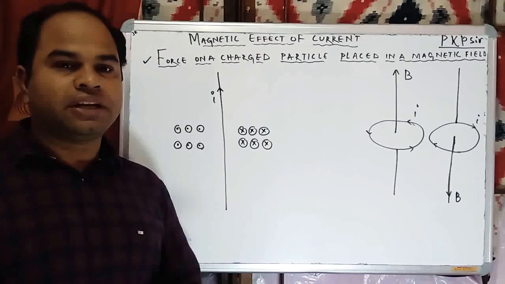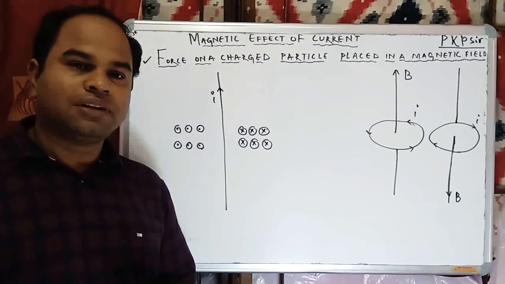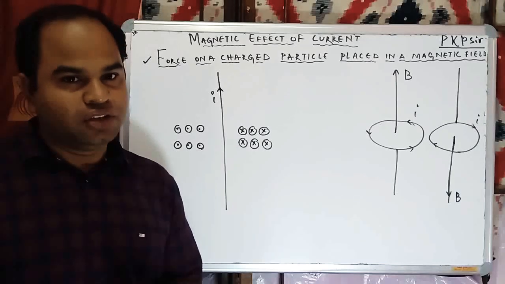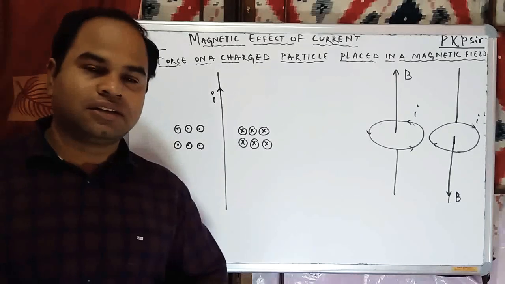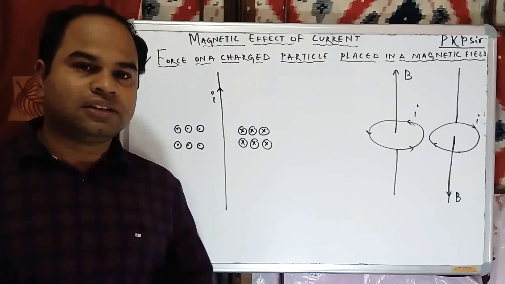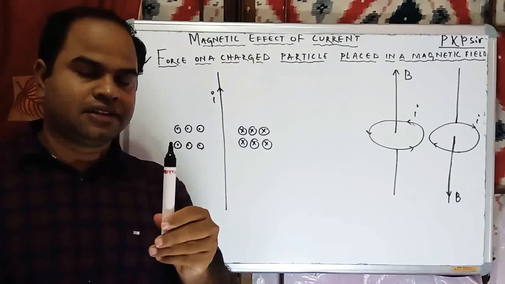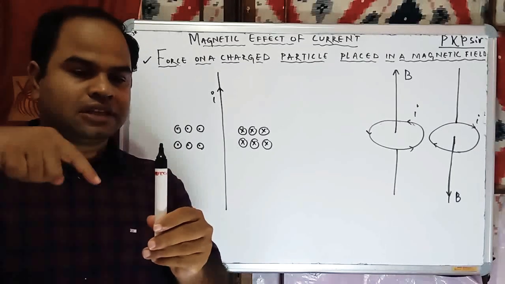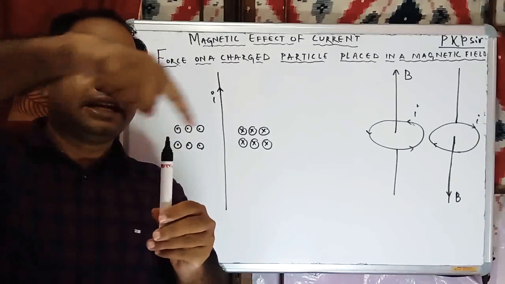The direction of magnetic field produced by a current carrying conductor. Okay, we know that a current carrying conductor produces magnetic field. If I say this is the current carrying conductor, the magnetic field is circular in nature, that is either clockwise or anti-clockwise.